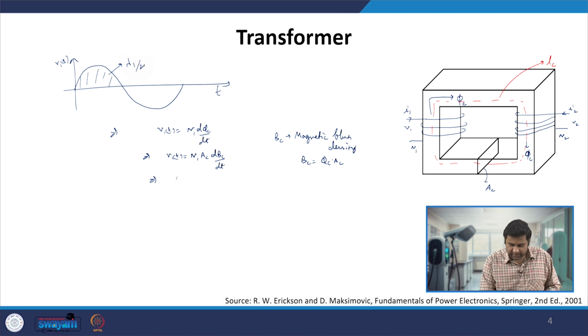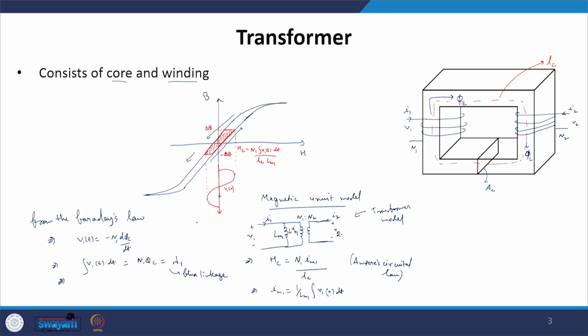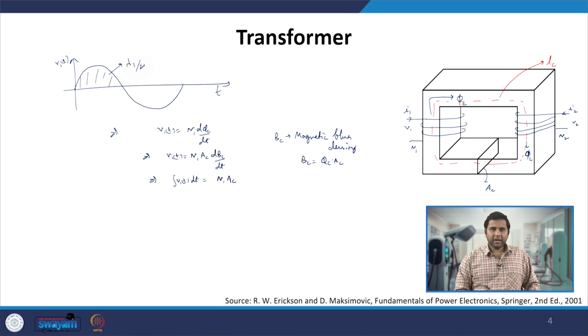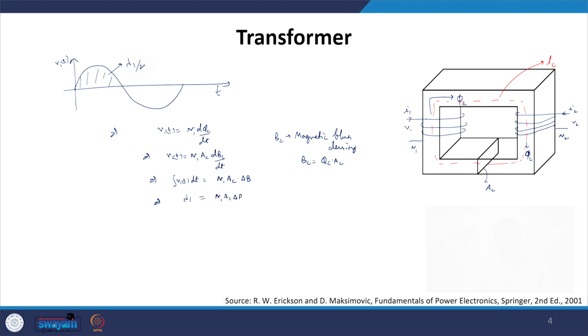So if we take this one, we have this integration over time dt, and we can say N1 Ac. If we integrate over only half the cycle, the flux density goes from 0 to delta B. So we can write N1 Ac into delta B, and that integration gives us lambda 1 divided by 2, so that we get Ac delta B into 2. This 2 term we get because we have only considered the half cycle, that means the positive cycle.